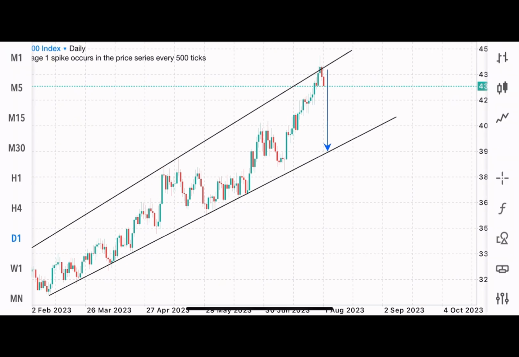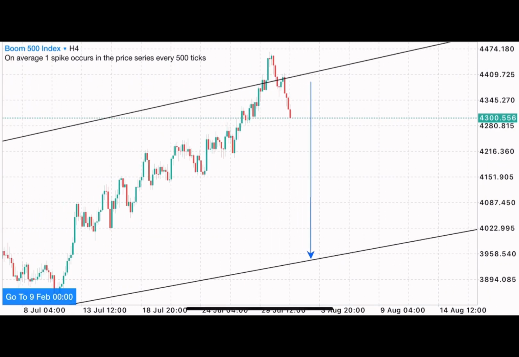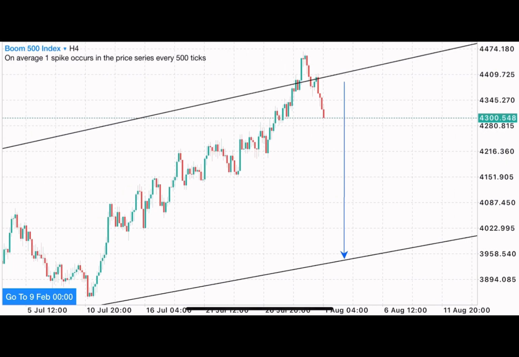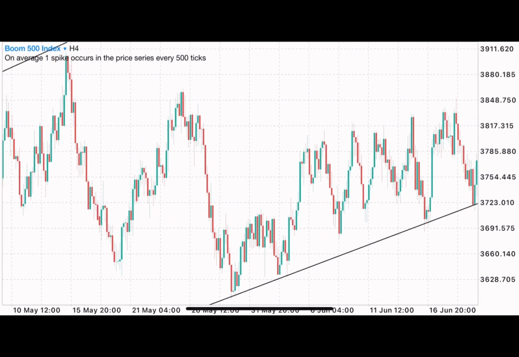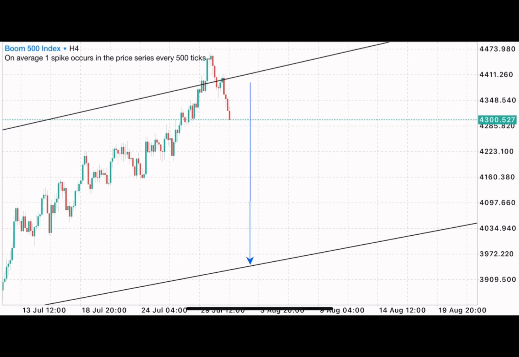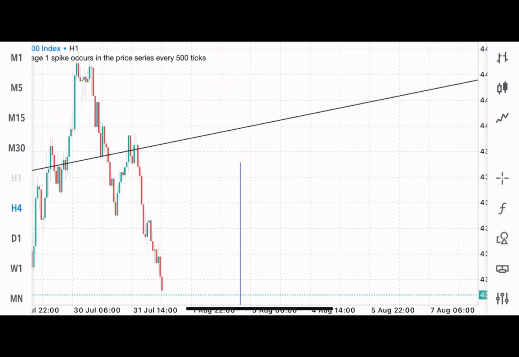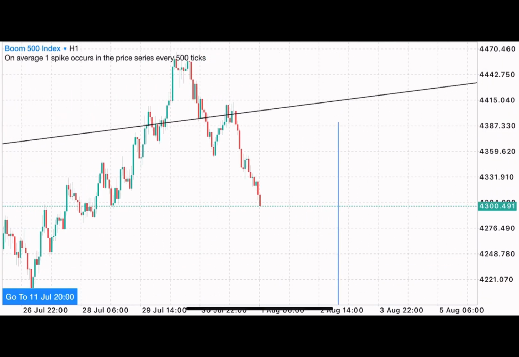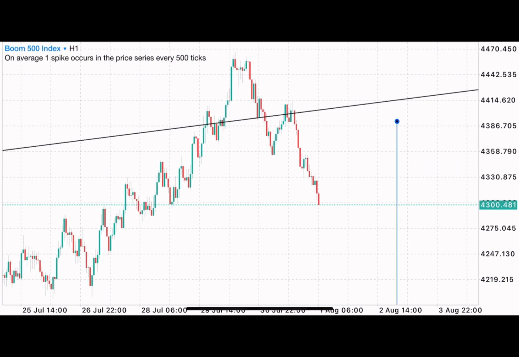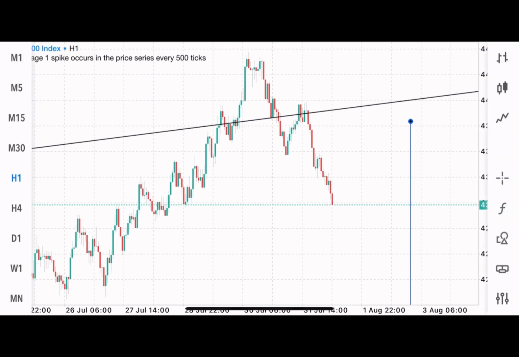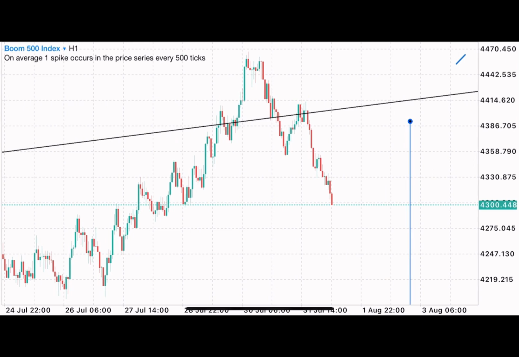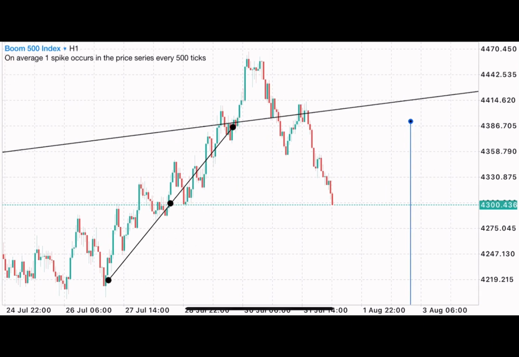What is that? Let me go down to 4 hour. This is the 4 hour time frame. Let me go to 1 hour. Right, 1 hour is much better. On 1 hour you can see we have our change of character there. So there are so many entries that you would have taken here.